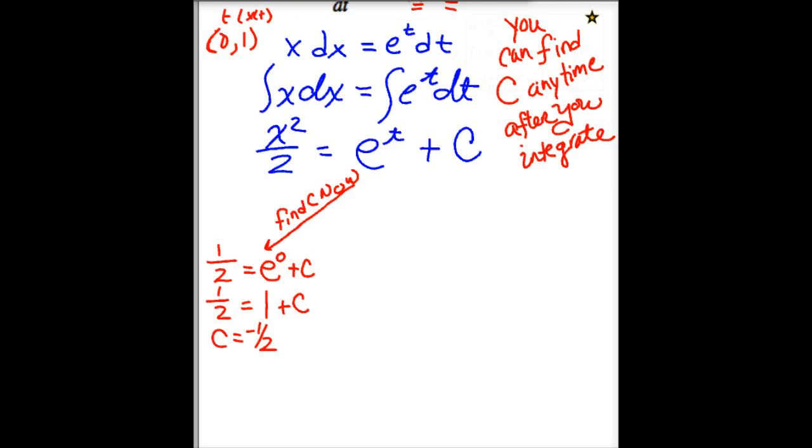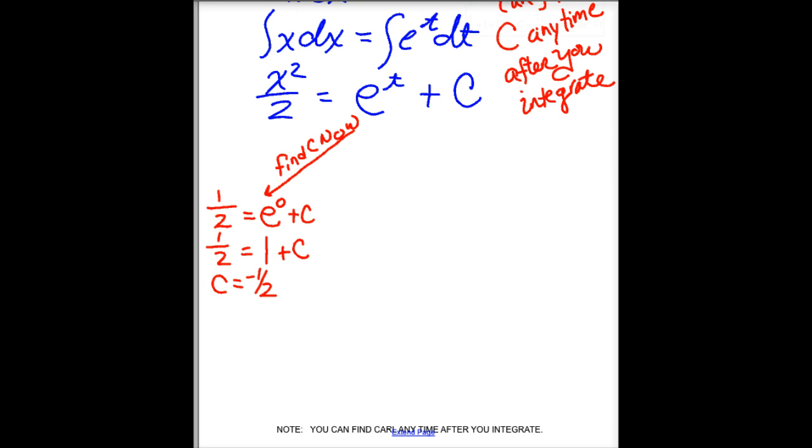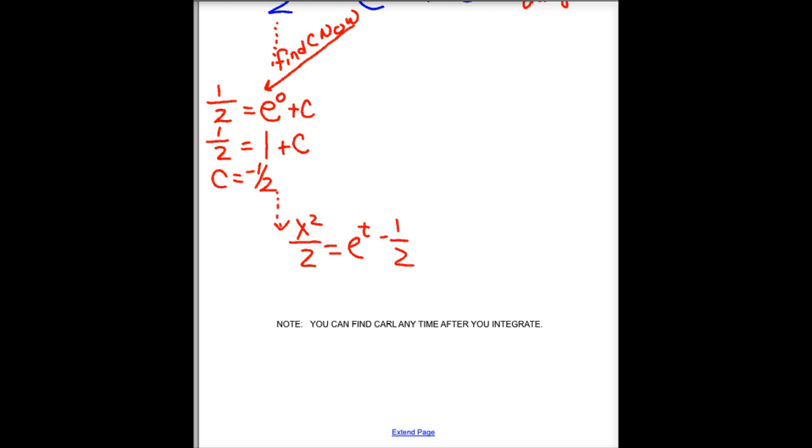Well, I might as well do that since I started it. So then I'd go back to my original, and I'd say x squared over 2 has to equal e to the t minus 1/2. And remember my goal is to solve for x, so I double everything. So I would get x squared equaling 2e to the t minus 1. And then I'm going to get x equals plus or minus the square root of 2e to the t minus 1. Now it matters which one I choose, whether I choose plus or minus.